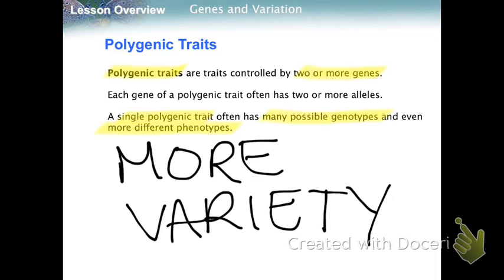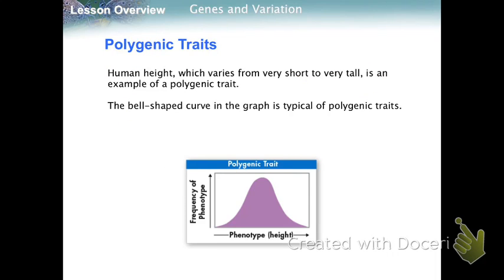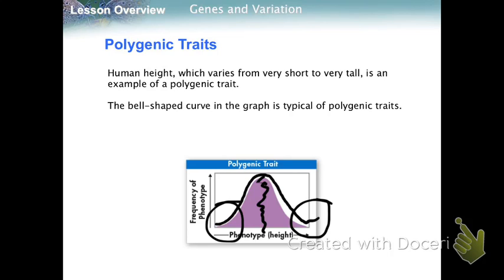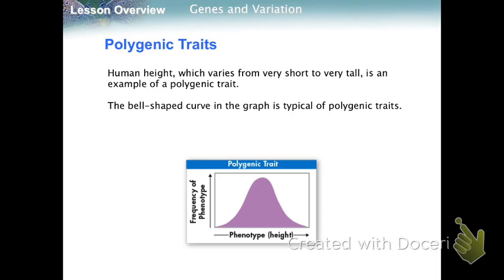We see the characteristic bell curve with polygenic traits. Most of the population is here in the middle. I guess you'd call that the average, if I can keep the line in the middle right there. And then you have people outside of the middle, the average, taller or shorter, depending on how you look at that.